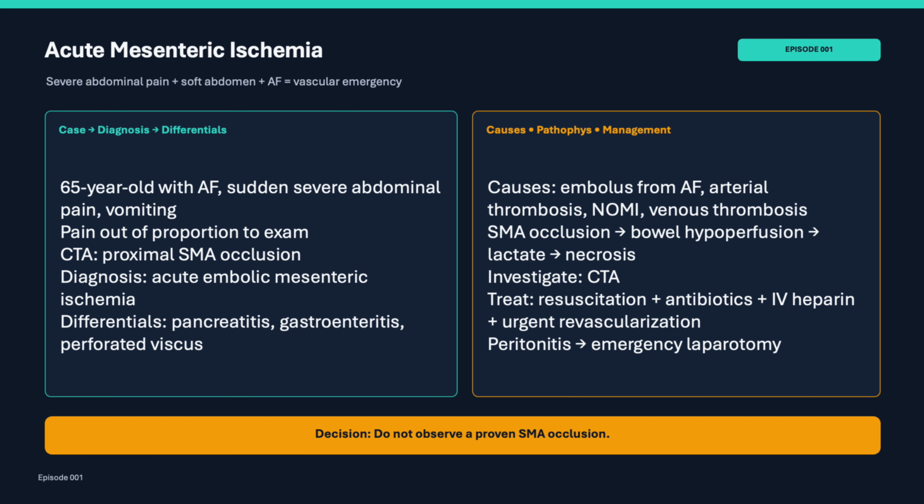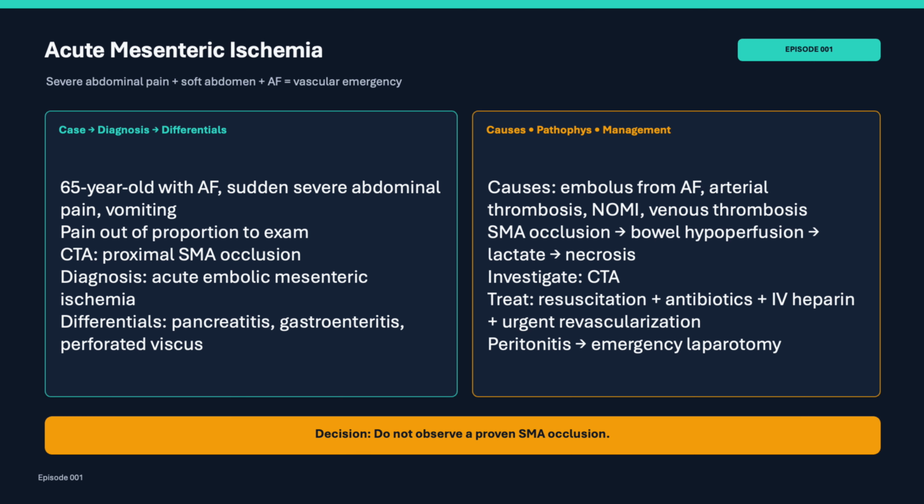The diagnosis was acute embolic mesenteric ischemia caused by an obstruction of the superior mesenteric artery. Important differential diagnoses included acute pancreatitis, intestinal obstruction, perforated viscus, biliary disease, and gastroenteritis. But the history of atrial fibrillation, sudden onset, and disproportionate pain made a vascular emergency more concerning.